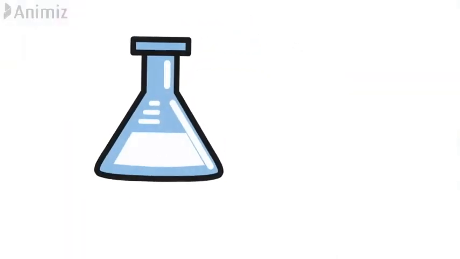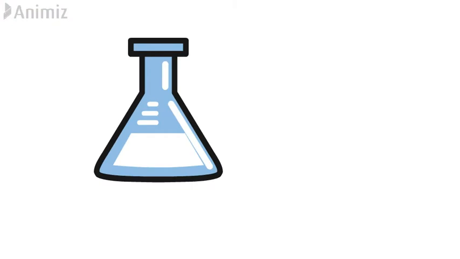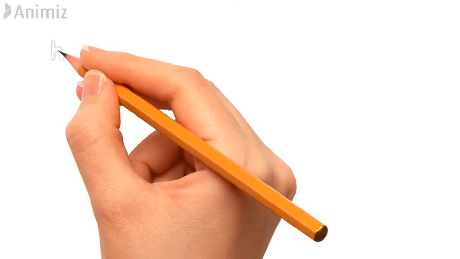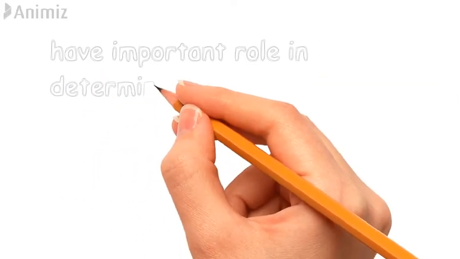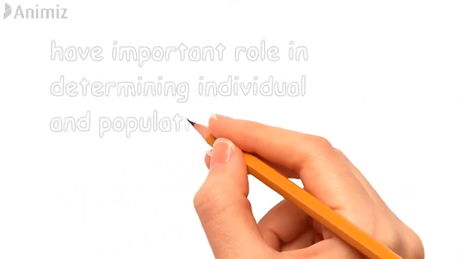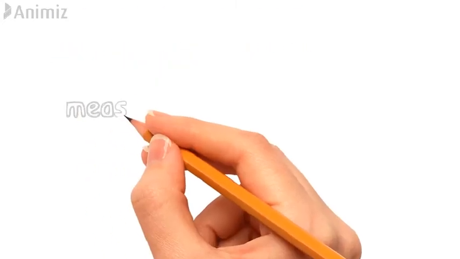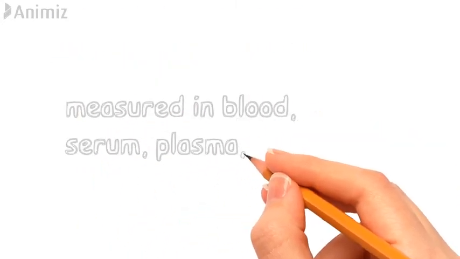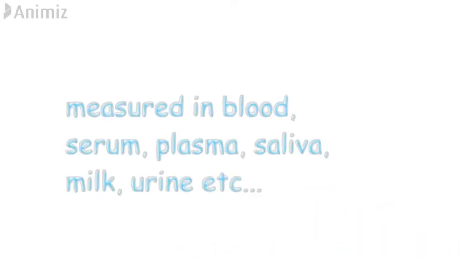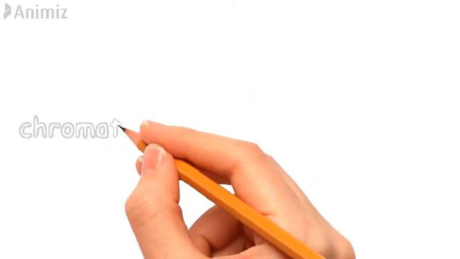In today's class, we will discuss the measurement of drug concentrations. As drug concentrations play an important role in determining individual or population pharmacokinetics, drug concentrations are measured in biologic samples like blood, plasma, serum, saliva, milk, and urine. Generally, chromatographic and mass spectrometric methods are most frequently used.